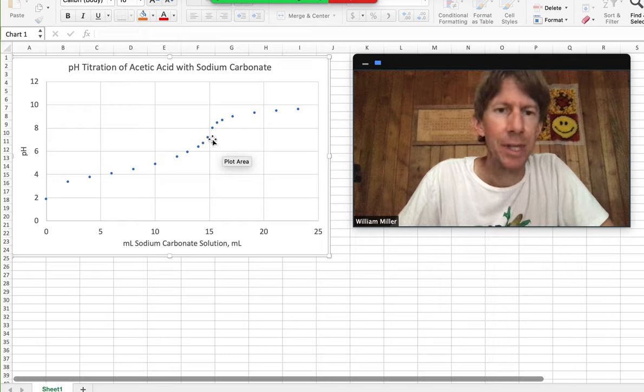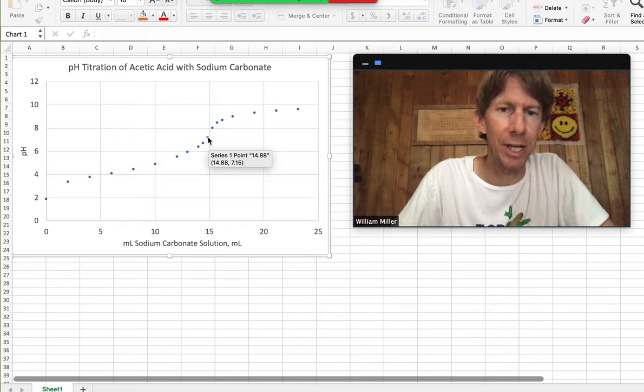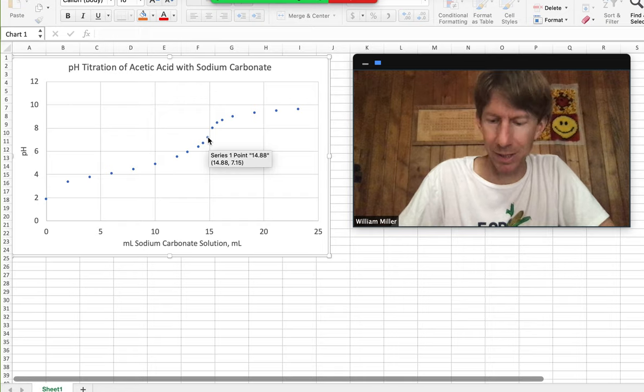Now, to graphically determine the equivalence point, you're going to look for this area right here in which the slope of this curve reaches the maximum slope, and so the steepest point, if you will. And then you're going to come in here. I see that series at 14.88 milliliters.